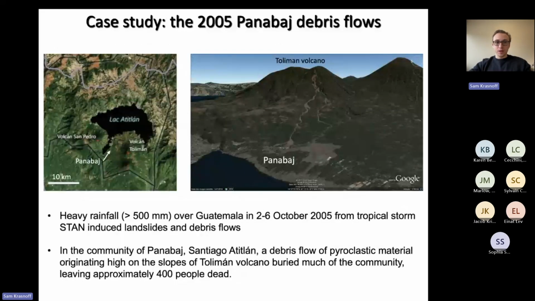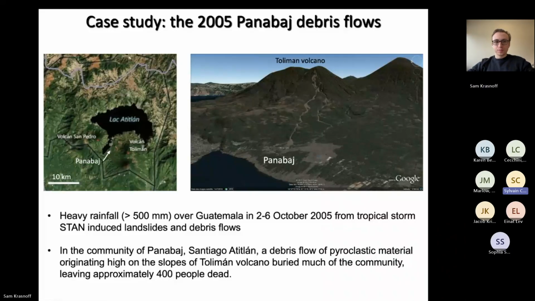All right, Sylvan, I can keep my screen up, or if you want to share it and go through the case study, then we can come back to me and I can start talking about Laharz in a moment. Okay. Yeah, very quickly. Well, we can keep your presentation, and I can tell you to move from slide to slide. Okay.